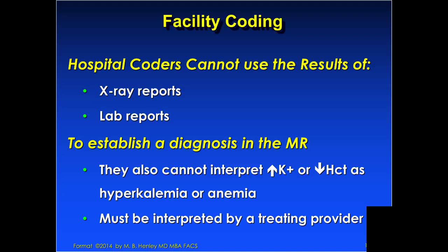Now, hospital coders can't code from x-ray reports or lab reports, even if it's from the vascular lab. For example, just because the potassium is high or low doesn't mean the patient has hypo or hyperkalemia unless you put that as a treating physician in your note. And you can't use, at least in our system, arrow up K+ or arrow down HCT. You have to say and document anemia. You can cut and paste to a degree into your note, but you should interpret those lab reports.